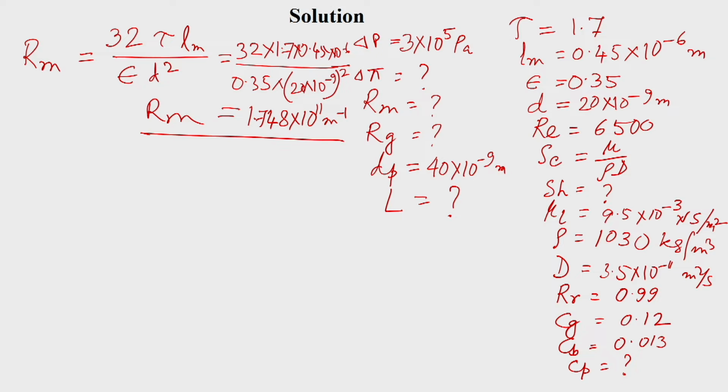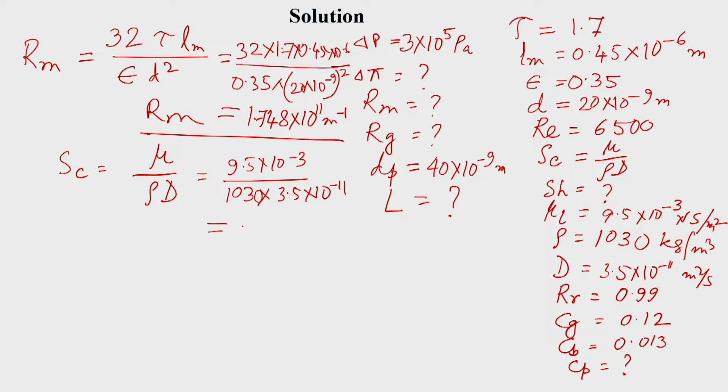And then we can calculate the Schmidt number, that is equal to mu by rho into D. Mu is given as 9.5 into 10 to the power minus 3, divided by density 1030, into D equal to 3.5 into 10 to the power minus 11. So, that is coming out as 2.635 into 10 to the power 5.